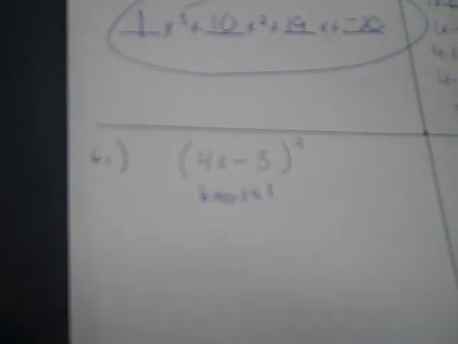Okay, now, next one. This time I have a binomial. Anytime I got a plus or a minus to a power, it's a binomial to the second. You don't use the boxes. Okay, that minus sign means you don't do that.